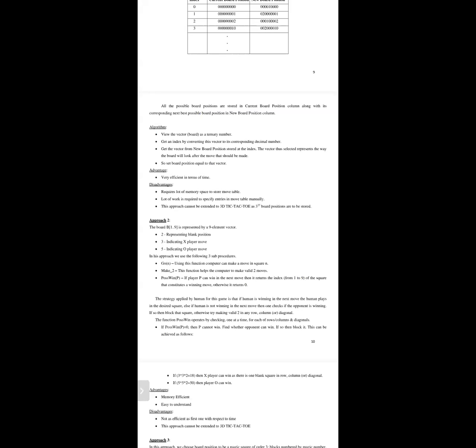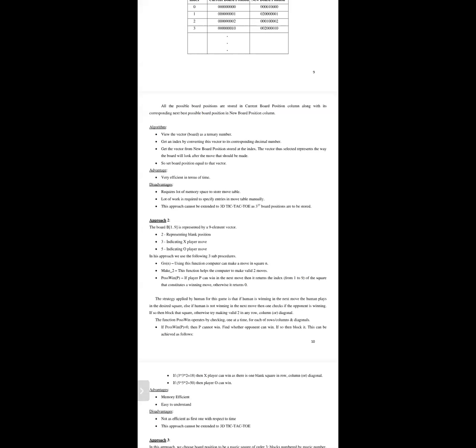So here we have 3 sub procedures. One is Go, another is Make2, and the third is Possibility to win of P. Okay. Next, in this one, Go means that using this function, the computer can make a move in a square.